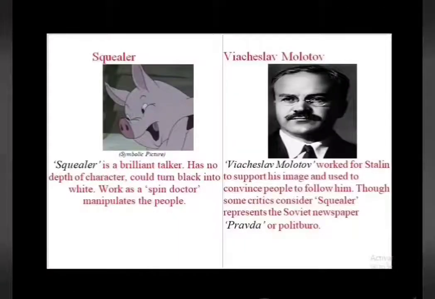This character is Squealer, a brilliant talker with no depth of character, who could turn black into white, works as a spin doctor, and manipulates the people. He represents the character of Vyacheslav Molotov, who worked for Stalin to support his image and used to convince people to follow him. Though some critics consider that Squealer represents the Soviet newspaper Pravda or the Politburo.